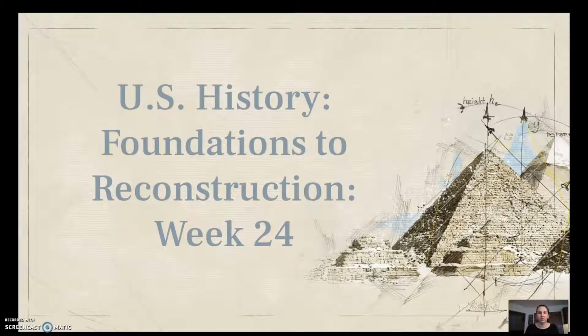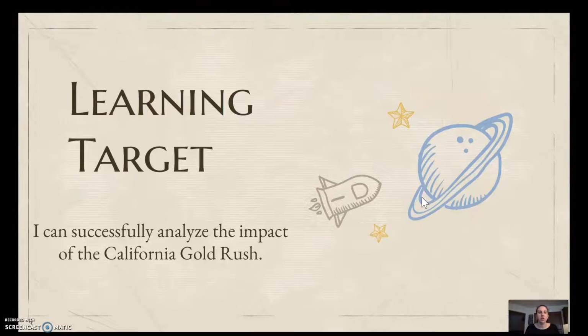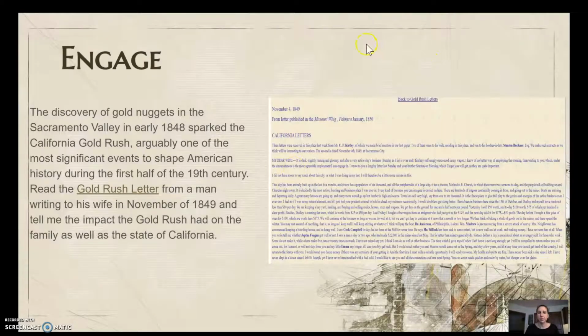History Foundations to Reconstruction. We are on week 24 and we are completing units 4.3 and 4.4, the division of land and the establishment of new territory. Okay, so our learning target for today is I can successfully analyze the impact of the California Gold Rush. So we've been talking about Manifest Destiny and all of these things contributing to us moving out west. And another one of these items is the gold rush.